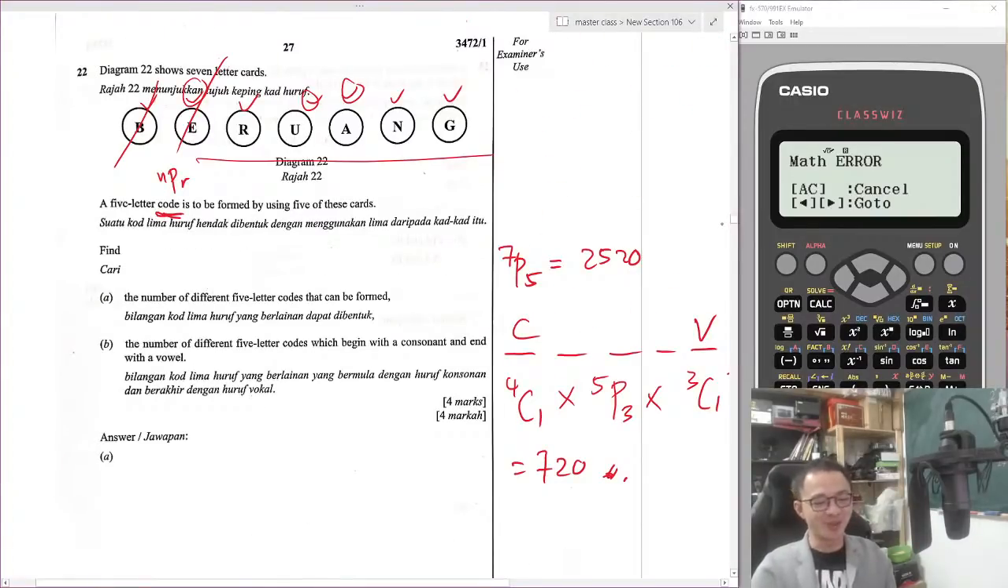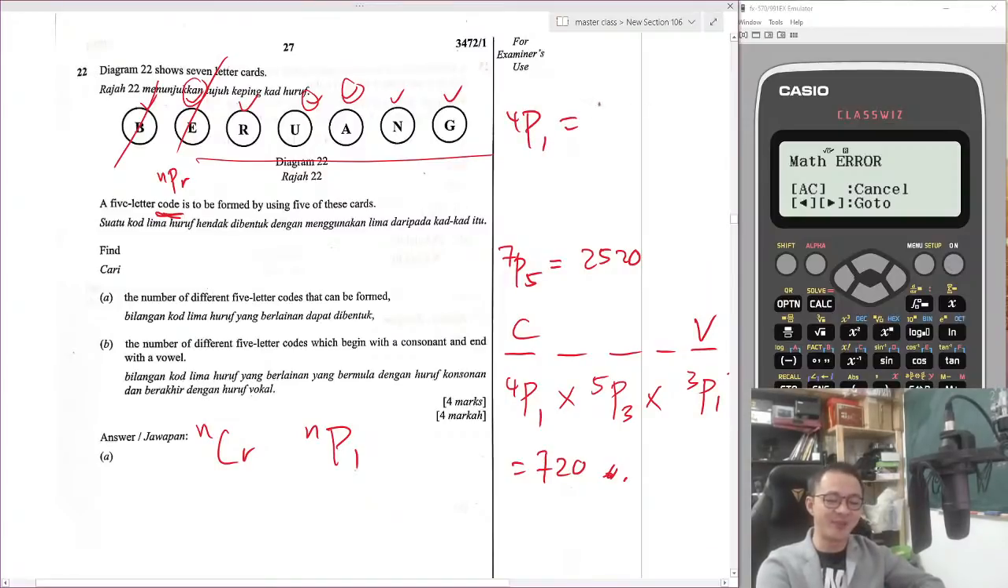Okay, let's come back to this question first, because I see a lot of you asking how you can use C and how you can use P. Basically you need to understand the relationship between nCr and nPr. In this case, I can simply change the C into the P, because 4P1 is the same as 4C1. This is why you can do it, because it's only 1.